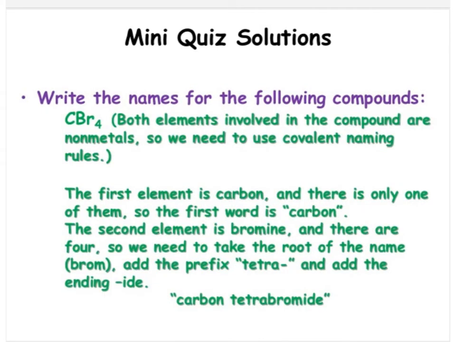CBr4, carbon tetrabromide. The first element is carbon, and there's only one of them, so the first word is carbon. The second element is bromine, and there are 4, so we need to take the root of the name, brom, add the prefix tetra, and add the ending IDE. Carbon tetrabromide, CBr4.